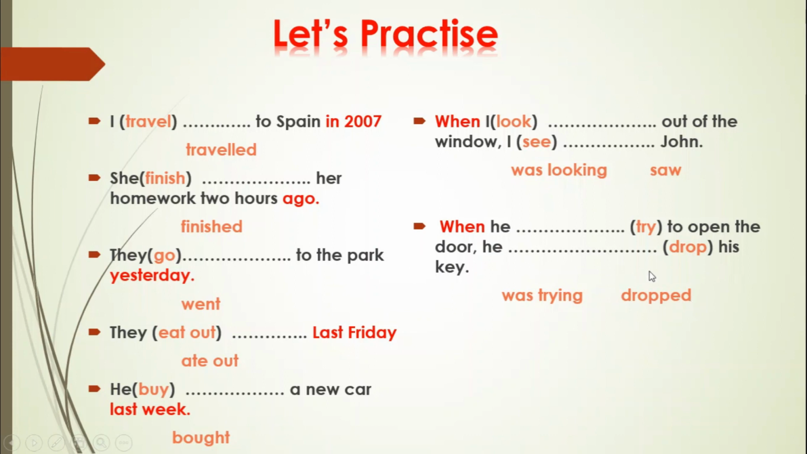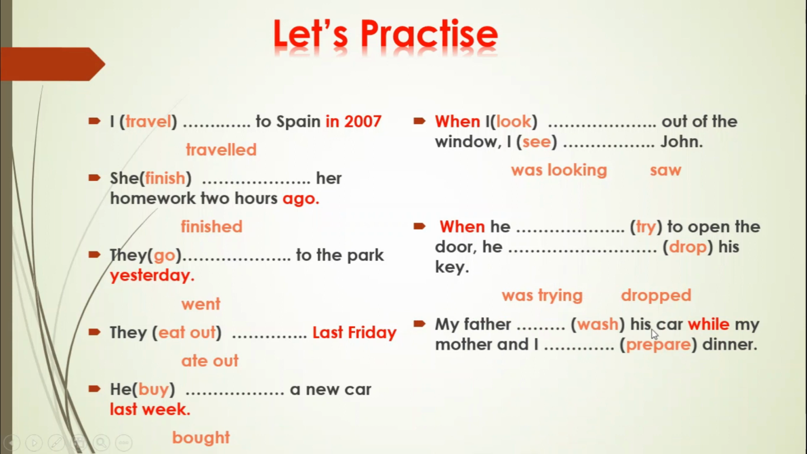We have when, we have two actions. The first one is in the past continuous and the second in the past simple. We finish by an example with while. My father washed his car when my mother and I prepared dinner. So we have while here, two simultaneous actions, past continuous, past continuous. My father was washing his car while my mother and I were preparing dinner.